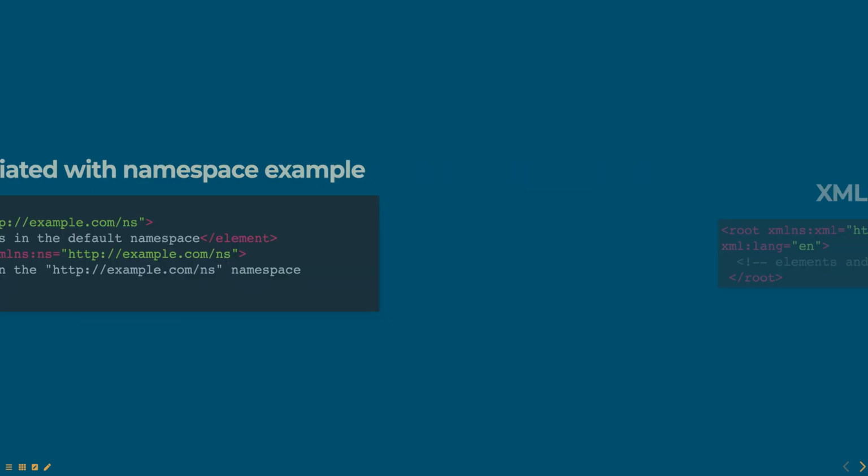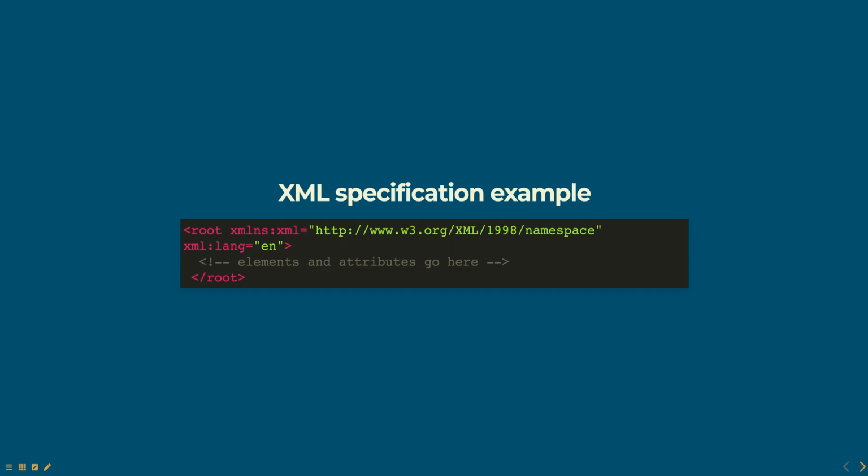The XML prefix is reserved for elements and attributes in the XML specification. And here is an example for the prefix.